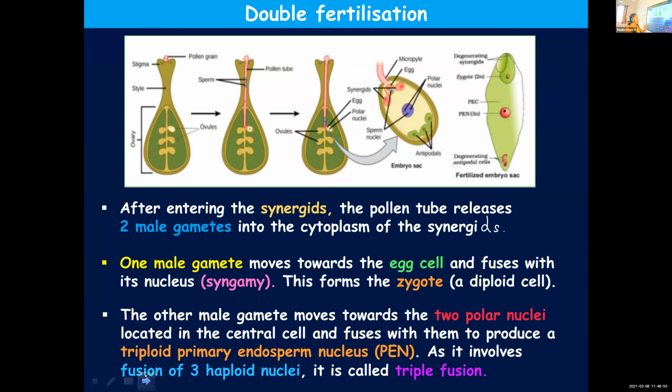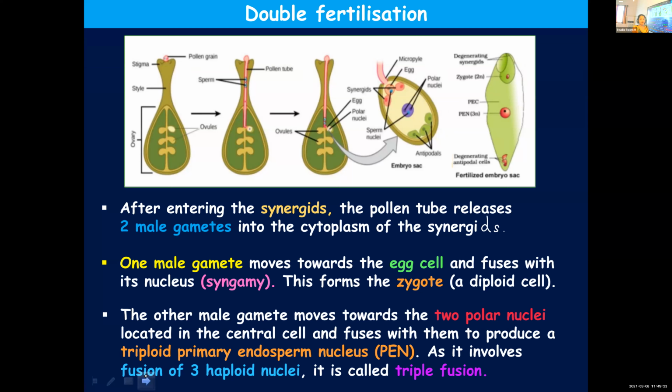And which cell or which nucleus is in the triploid condition? Primary endosperm nucleus. Why did it become triploid? Because it is formed by the fusion of 3 haploid nuclei, one of the male gamete and 2 of the polar nuclei. So together 3 haploid nuclei are fusing, and that results in the formation of the triploid primary endosperm nucleus.